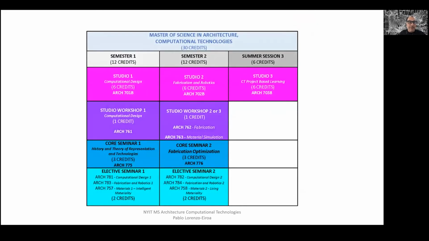The semester map is pretty simple, but it gives you a lot of flexibility as you can combine the different areas of focus with each other, or focus in a particular area of expertise to acquire a certificate. So the first semester is 12 credits. The total program is 30 credits. The first semester is 12, the second is 12, and the third summer session is 6 credits.